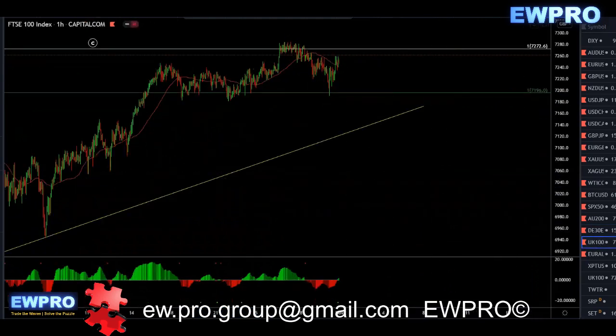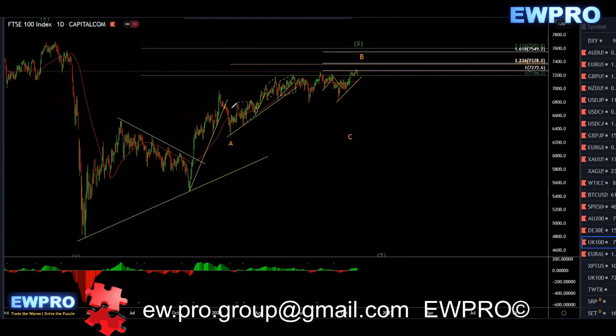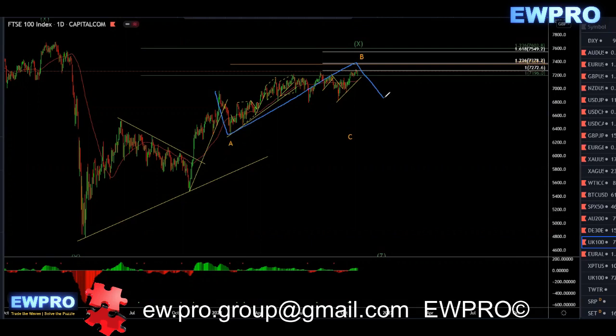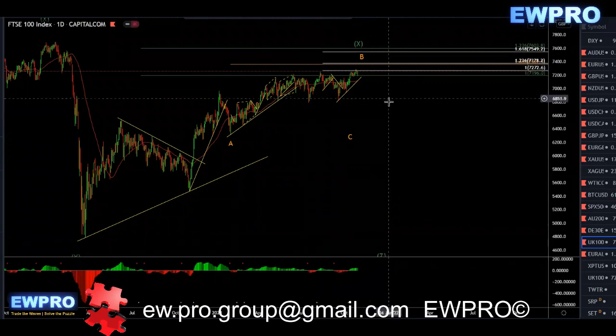The FTSE on the daily. Again, this is a little bit different because I'm looking at that as an A, all this is a B, and we should get a C down. Eventually we get a C down before we get a larger A, B, C possibly. It's nearly at that 100 fib.